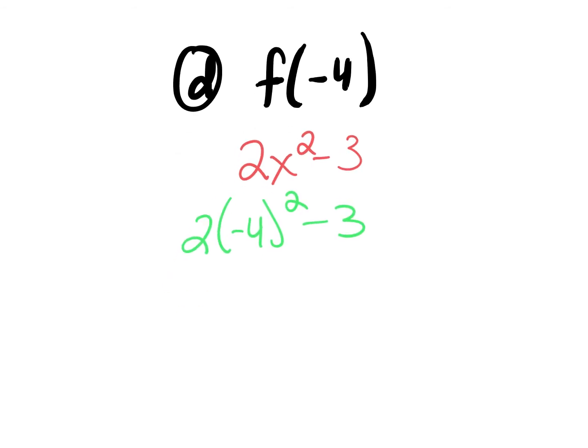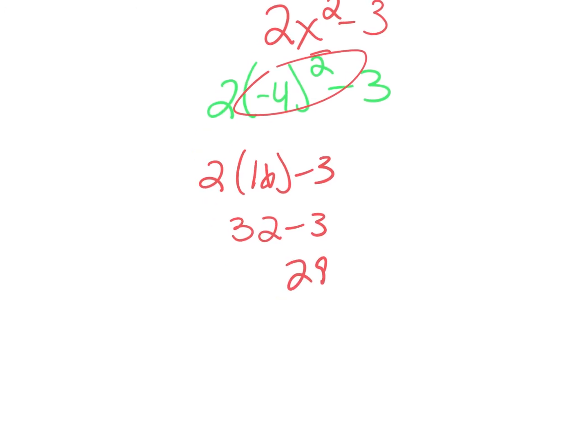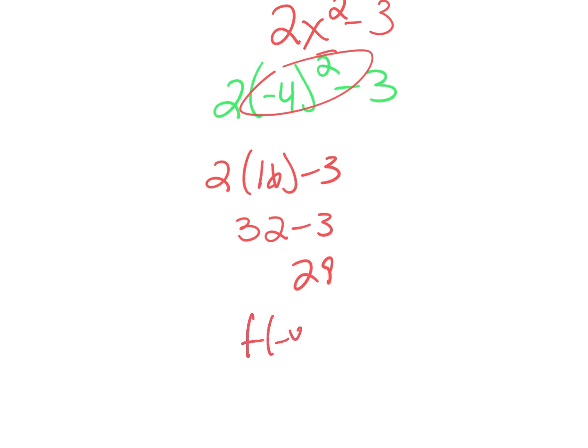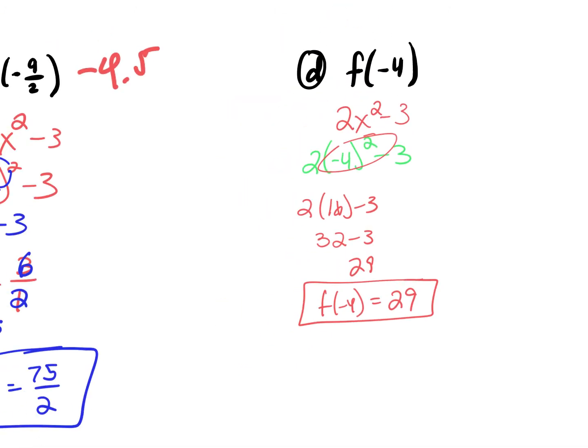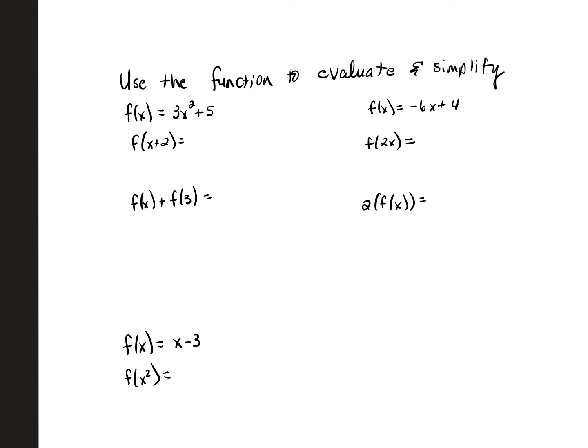We do our exponents first. So negative 4 squared is how much? 16. Good. Minus 3. 2 times 16 is 32. And 32 minus 3 is 29. So you would say f of negative 4. When I plug in negative 4, what do I get out? 29. That is it. Questions? All right, now we're going to do this down here at the bottom.